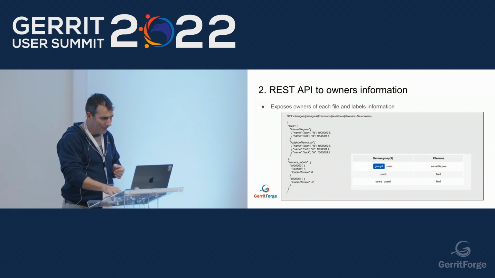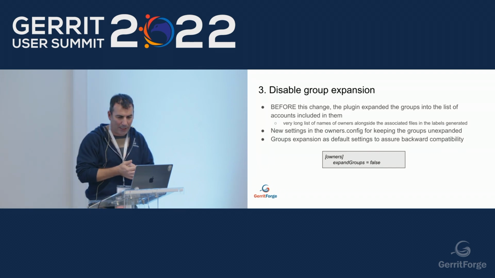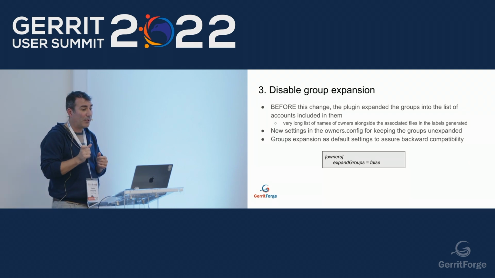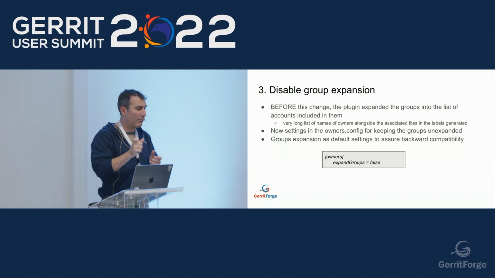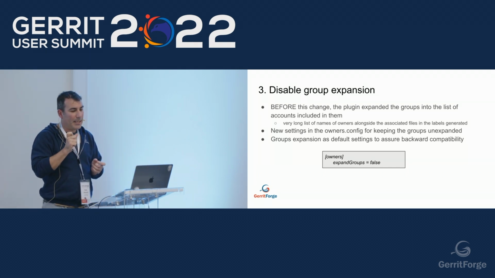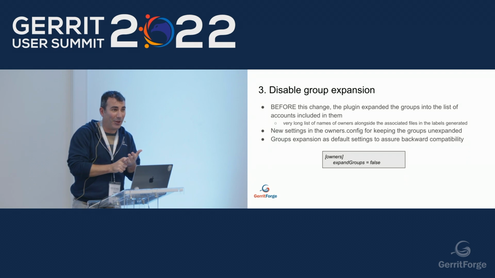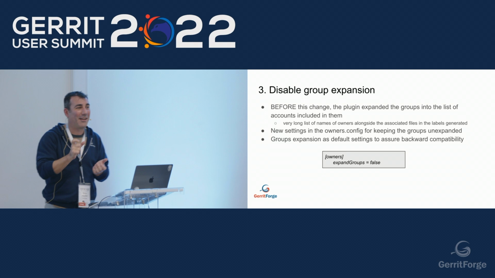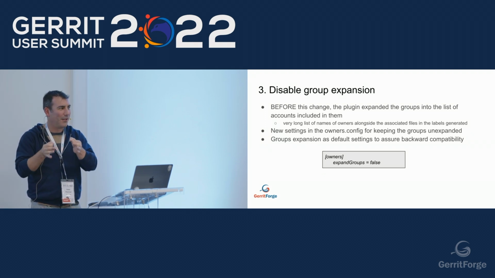And the third feature that we added is the possibility to disable the group expansion. Basically, if you use some submit rules, the Owners plugin adds a custom label in the UI. In that custom label, I see people in the audience are laughing. In that custom label, you basically have the list of all the users that need to approve that change.